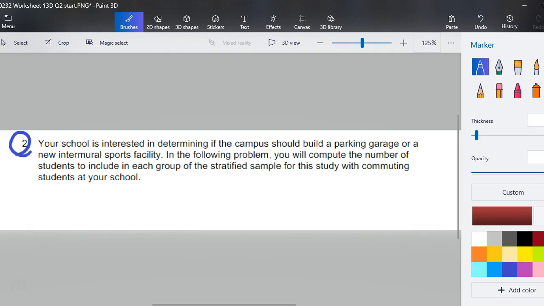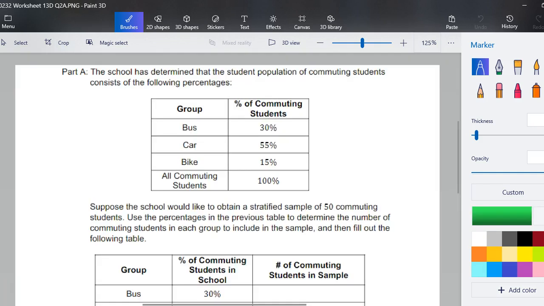Your school is interested in determining if the campus should build a parking garage or a new intramural sports facility. In the following problem, you will compute the number of students to include in each group of the stratified sample for this study with commuting students at your school. The school has determined that the population of commuting students consists of the following percentages. You see that 30% ride the bus, 55% car, and 15% bike. Totals up to 100% of the commuting students.